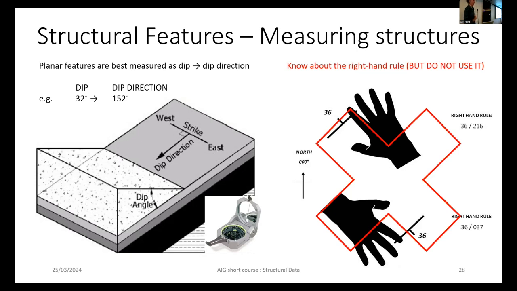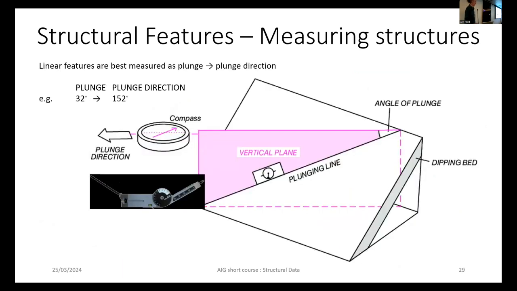You still need to know what the right-hand rule is, which means that you take the strike, and then to the right of that is where your dip should be. That's the right-hand rule. You still need to know it because a lot of historical data you'll be dealing with might be strike and dip. Yeah, and how you measure it is by putting the compass, but anyway, it is practical.